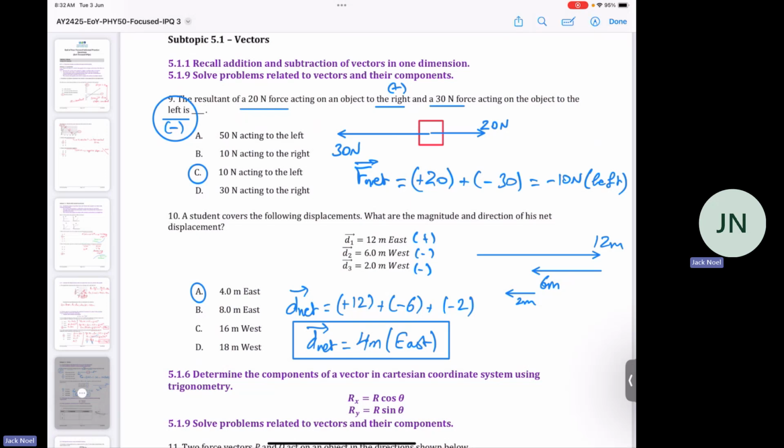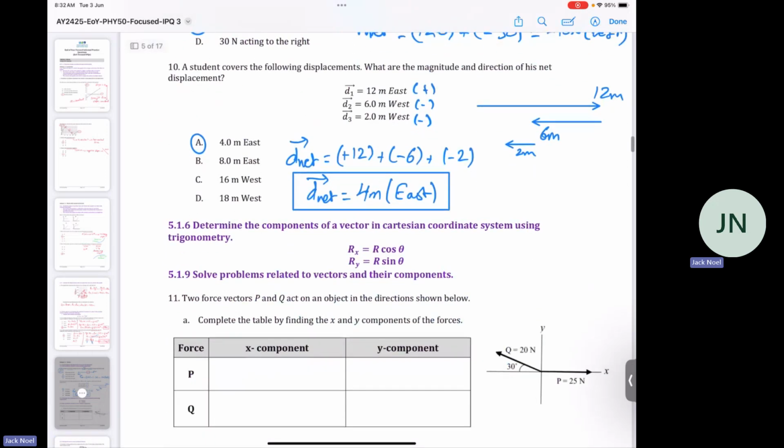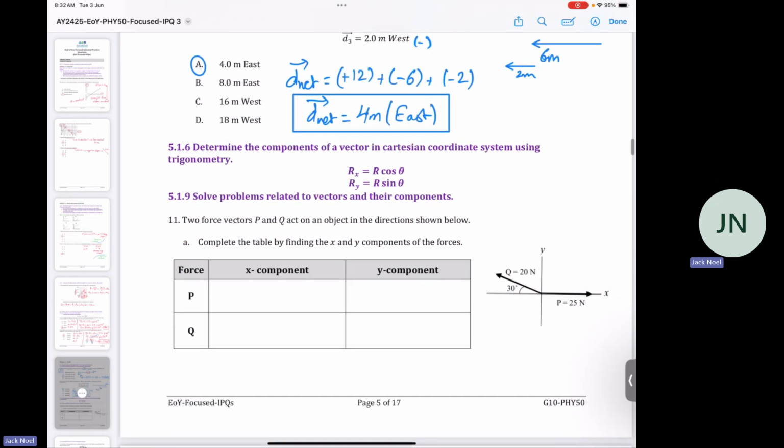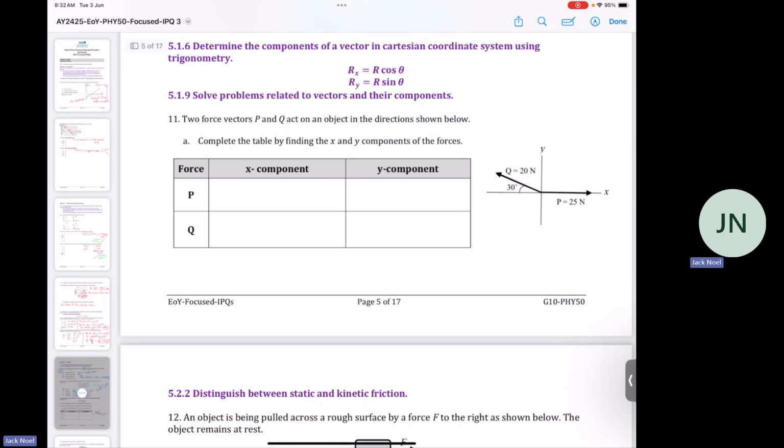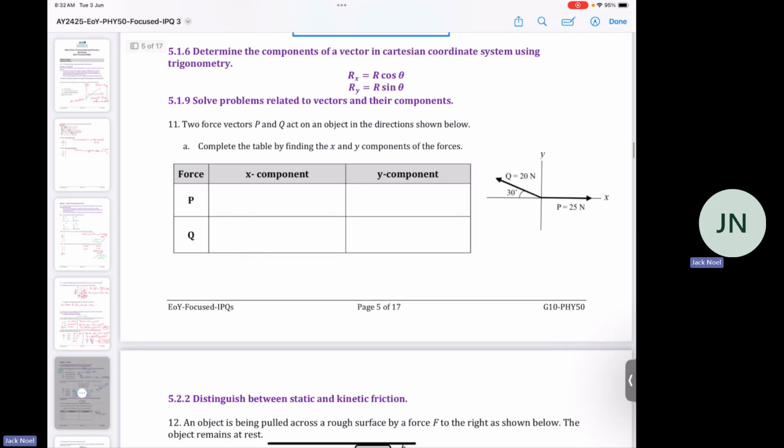Okay, next, chapter 5.1.6 and 5.1.9, those KPIs. Now, in order to solve those KPIs, we need to know a little bit of trigonometry and a little bit of components and vectors. So they're asking about finding the components of those two vectors p and q. So they want the components px, qx, py, and qy.